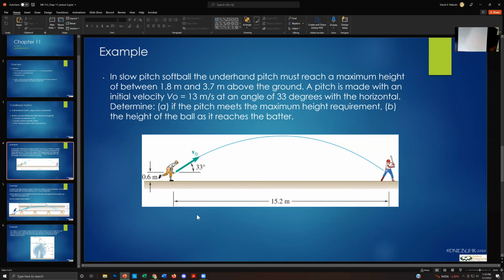All right, so here in this example, we have a slow pitch softball, underhand pitch, and we're told that it has to reach a maximum height that's between 1.8 and 3.7 above the ground. I don't know where that came from. I'm not a slow pitch softball player. But what we're going to try to figure out is, given the criteria of having to be between 1.8 and 3.7, does it do that given the initial velocity of 13 meters per second at an angle of 33 degrees? So we're going to find the maximum height, and then we're going to find the height at which it lands.